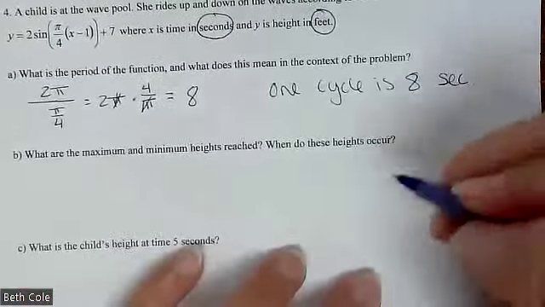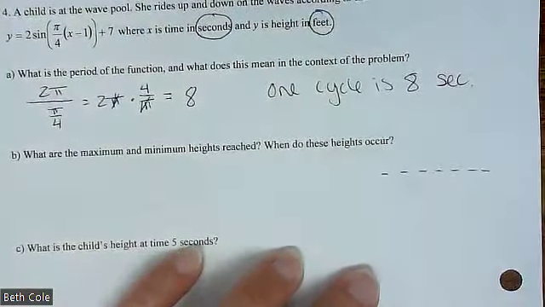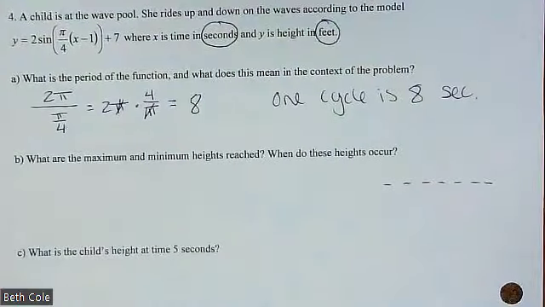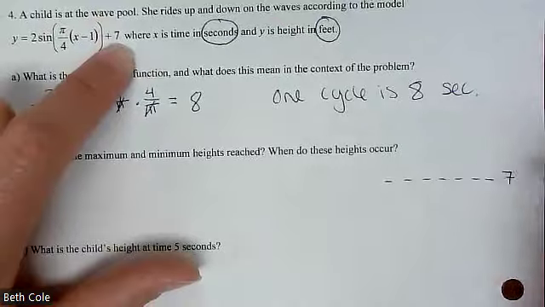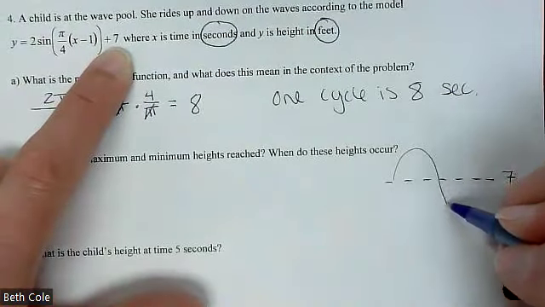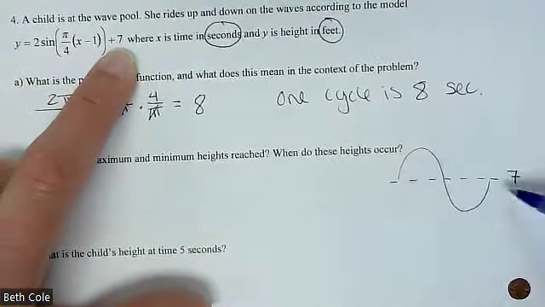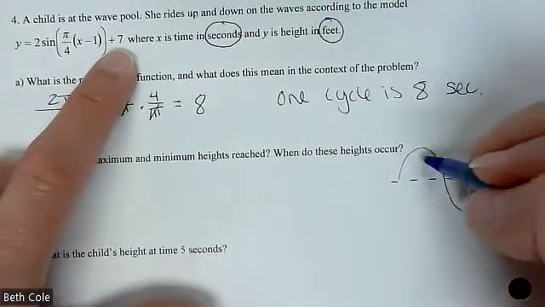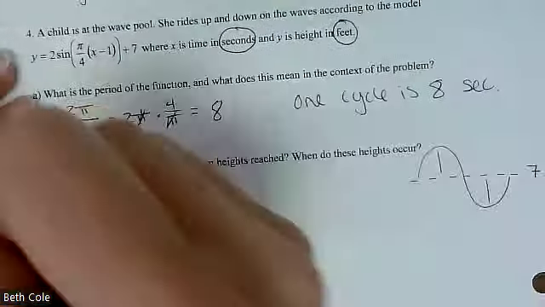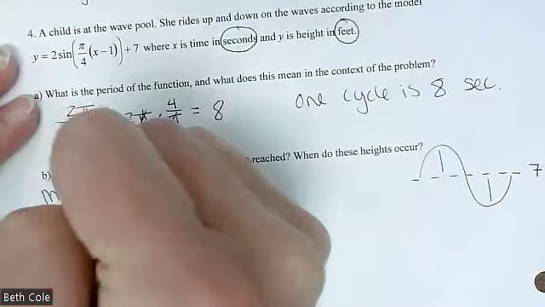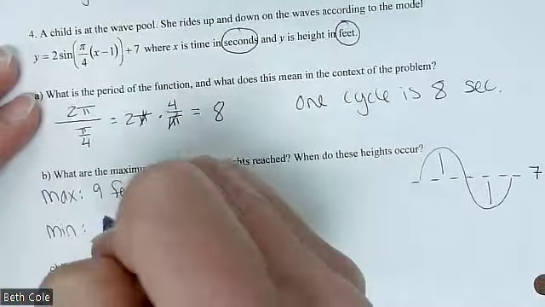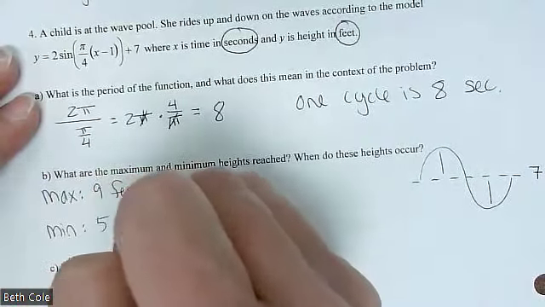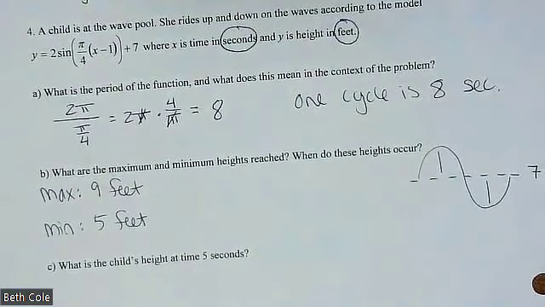All right, what are the maximum and minimum? Off to the side here, draw a little dotted line. Where's the center? Close. Yeah. Do you see at the end there's 7? So draw your little wave. What are you going to add and subtract to get your maximum and minimum? 2. So your maximum is 9 feet and your minimum is 5 feet. But she's floating in the water.